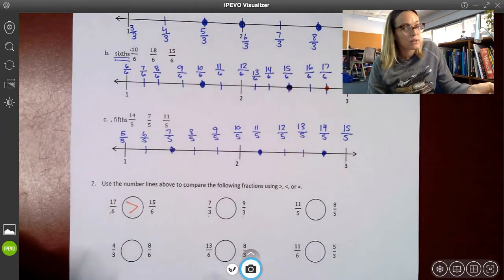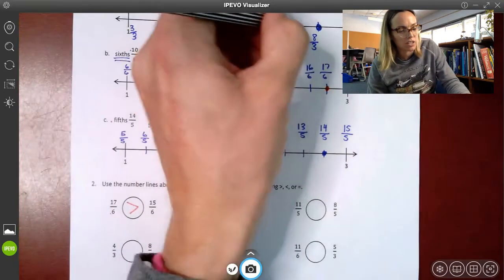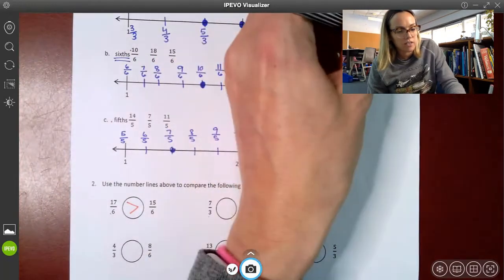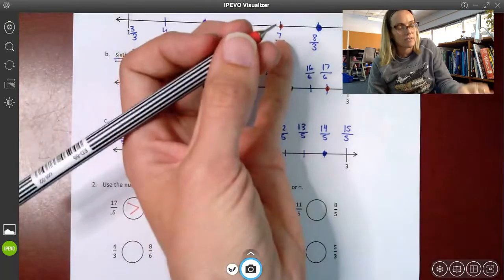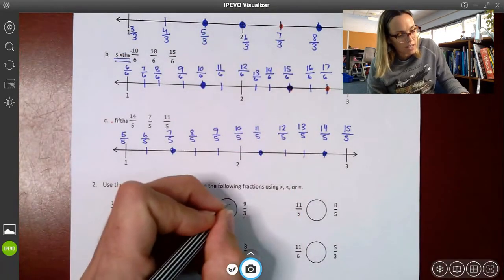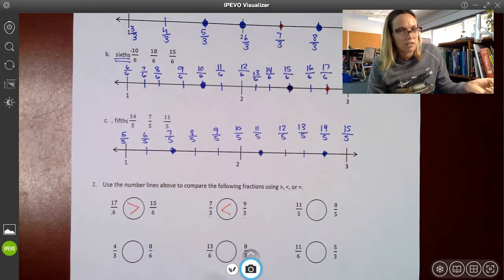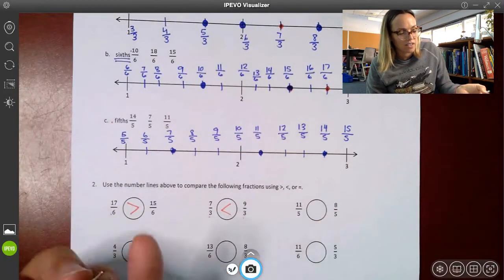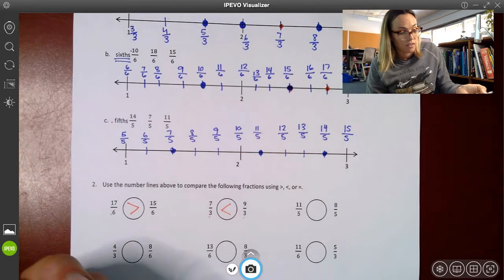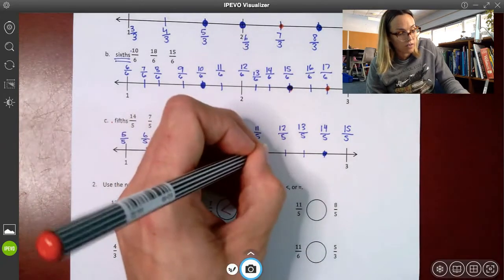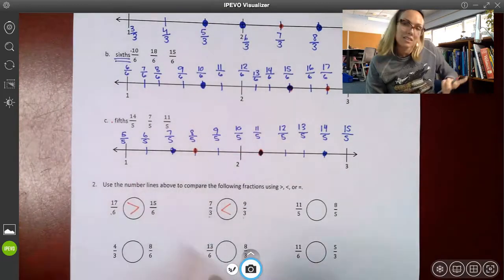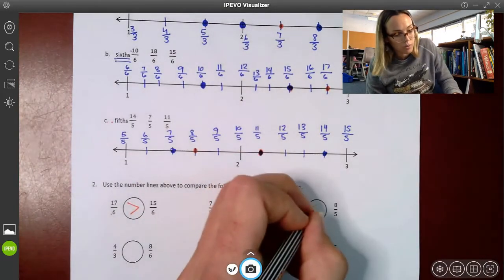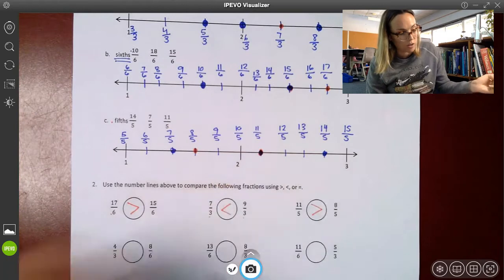You might be able to do this one in your head, but let's model it just in case. I've got 7/3 and 9/3. Which one's closer to 0? 7/3, which means it is less than 9/3. You with me? Then we have 11/5 and 8/5. So down here, 11/5, there it is, and 8/5, there it is. 8/5 is closer to 0, which means it is smaller.